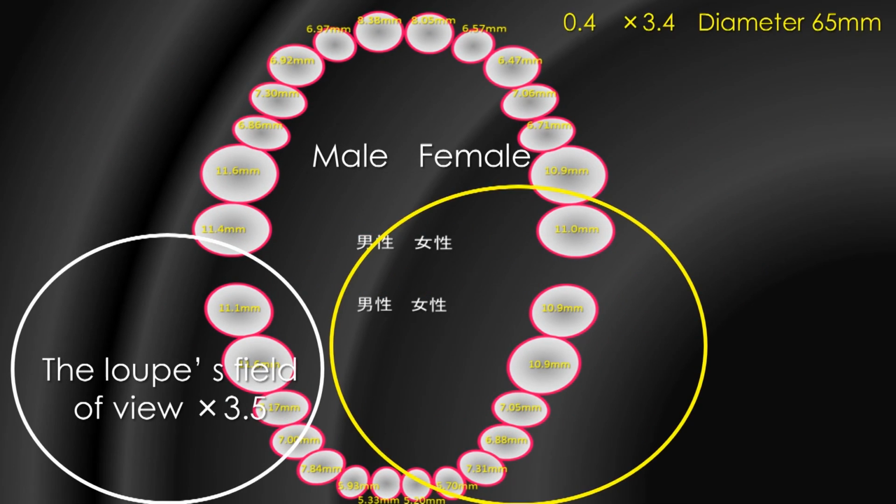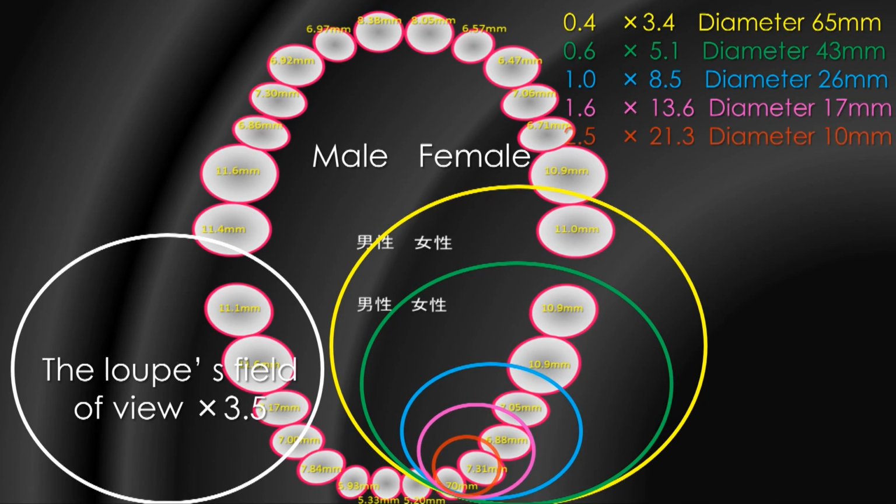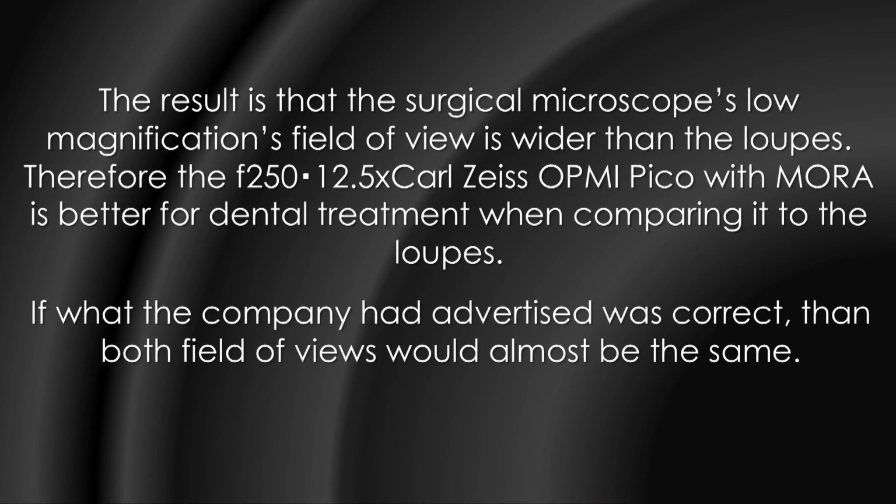So this is a loupe's field of view, 3.5. This is a surgical microscope. The result is that the surgical microscope's raw magnification field of view is wider than the loupes'. Therefore, the Carl Zeiss Pico is better for dental treatment when comparing it to the loupes. If what the company had advertised was correct, then both fields of view would almost be the same.